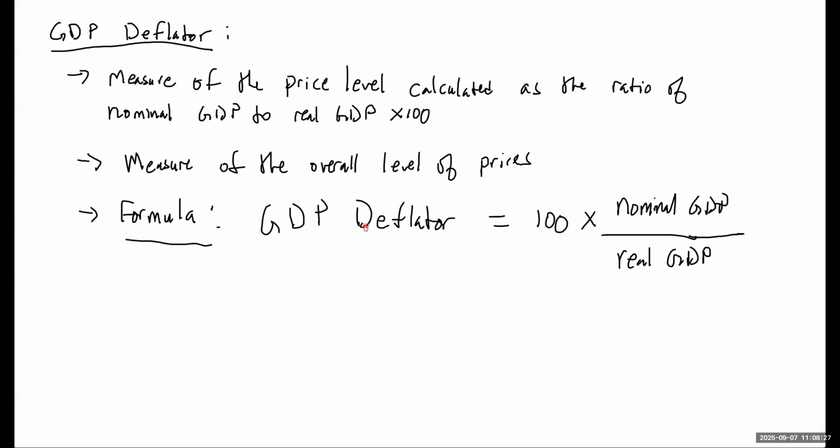So let me say this one more time. If the nominal GDP is higher than real GDP, this is greater than 1. That means the prices are going up. If nominal GDP is less than real GDP, this ratio is less than 1. It's a fraction less than 1. That means prices are falling.